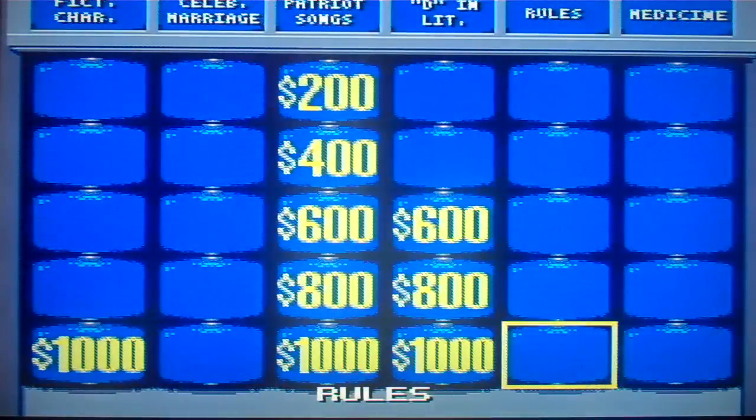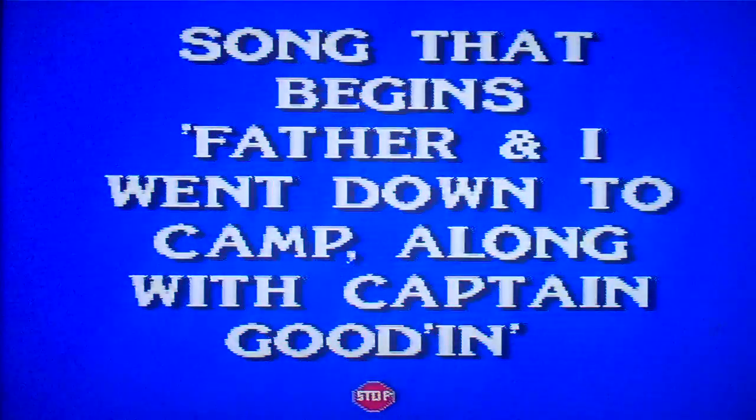Not very many clues left. Patriotic Songs for 200. The answer is: Song that begins, "Father and I went down to camp along with Captain Gooding." What is Yankee Doodle?